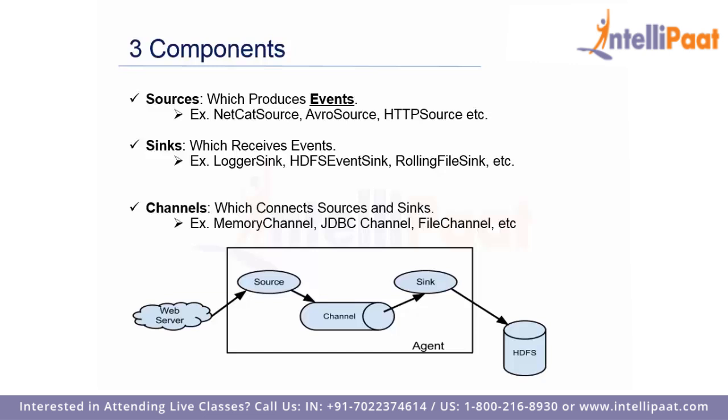Channels, which connect sources and sinks. The examples are memory channel, the JDBC channel, the disk channel, or you can say the file channel. At the bottom of this PPT, you can see we are generating the data from web servers, which will directly go to some source, pass through a channel, say memory, and then finally it will pass through the sink and get stored into HDFS. So the Flume agent will consist of these three components: source, channel, and sink.